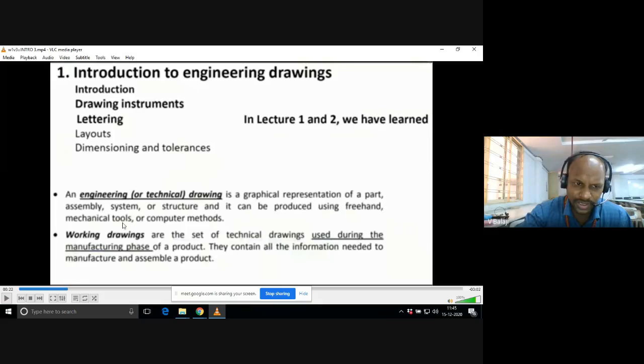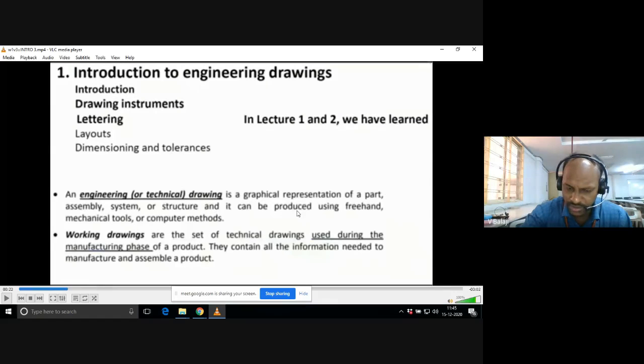And here I am reading some important lines. What is an engineering or technical drawing? A working drawing is a representation of a part, assembly, system, or structure, and it can be produced using freehand, mechanical tools, or computer methods.